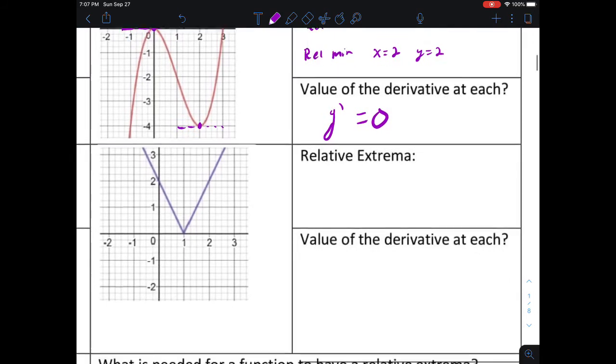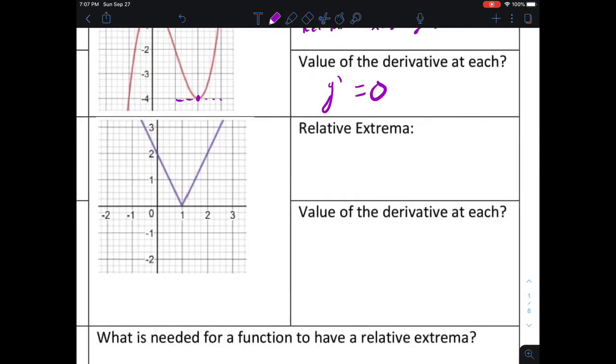Now, let's look at the absolute value function. Does it have a relative extrema? Now, the absolute value function actually does. It has a relative extrema right there at the elbow, at the point of the V. So this one has a relative minimum at x equal to 1. Its corresponding y value is y equal to 0, if I need to know that.